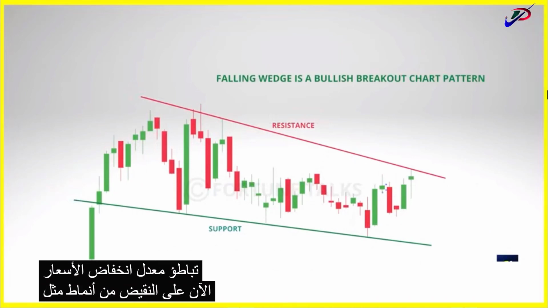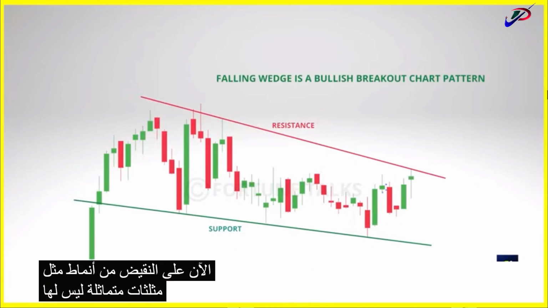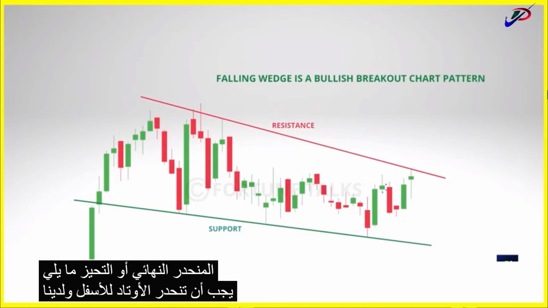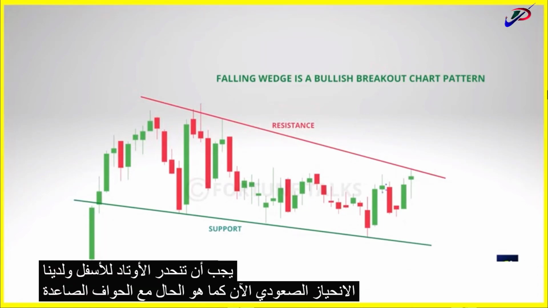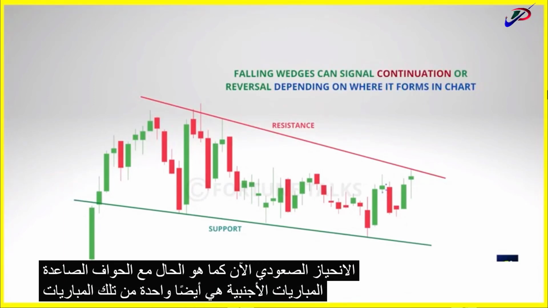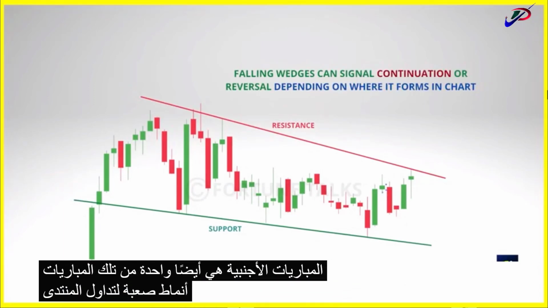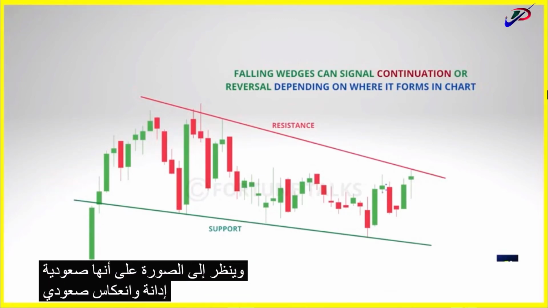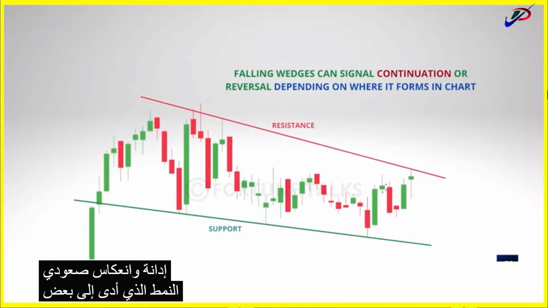Now, in contrast to patterns like symmetrical triangles, which have no definitive slope or bias, the falling wedge should slope down and we have a bullish bias. Now, as with rising wedges, the falling wedge is also one of those challenging patterns to trade. The falling wedge is seen as both a bullish continuation and a bullish reversal pattern, which gives rise to some confusion in the identification of the pattern.